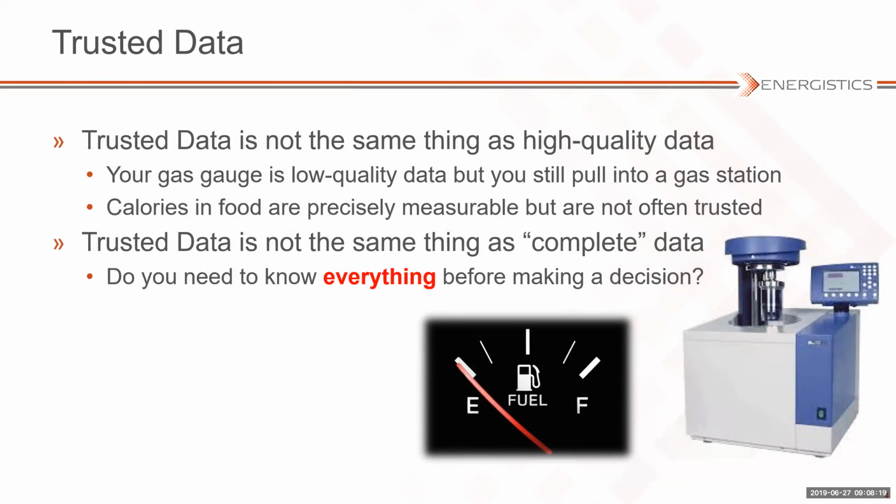Another point that we made that we want to reiterate here is that trusted data is not the same thing as high quality data. You know that the gas gauge in your car is not terribly accurate. Everyone knows how far below the E the needle can go before they're really, truly out of gas. But in spite of the fact that you know the gas gauge is low quality data, when it gets somewhere near the empty mark, you pull into a gas station. So basically, you're acting on data that is known to be of low quality, but you act on it because you know it's low quality. And you say, well, this gauge isn't terribly accurate, so I'm going to go ahead and pull into the gas station.